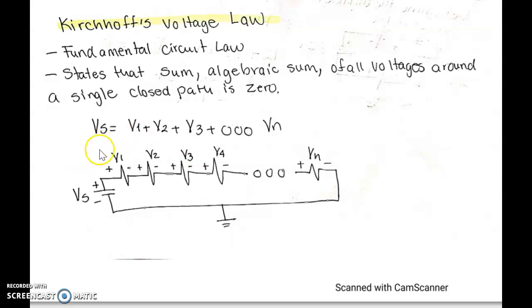So this is just one representation where we have V source is equal to V1, V2, V3, to Vn. So we have the summation of this voltage, that voltage, that voltage, that voltage, and X or n number of voltages is equal to Vs.